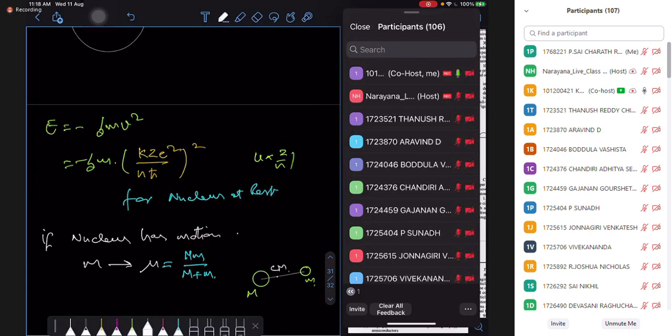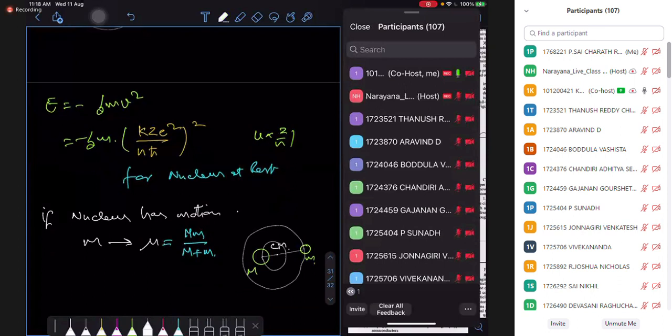If the nucleus has motion, just like our solar system, the nucleus revolves around the center of mass and the electron also revolves around the center of mass. So almost the results are the same. You just have to replace the mass of the electron with the reduced mass. And the reduced mass term is mM divided by m plus M.